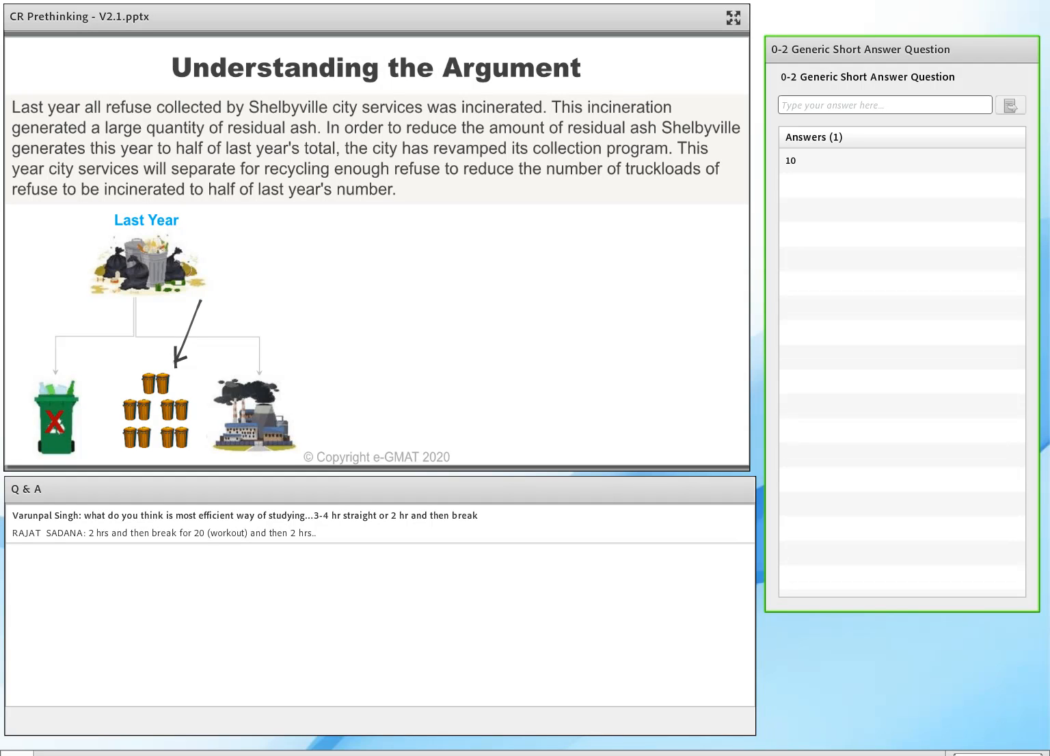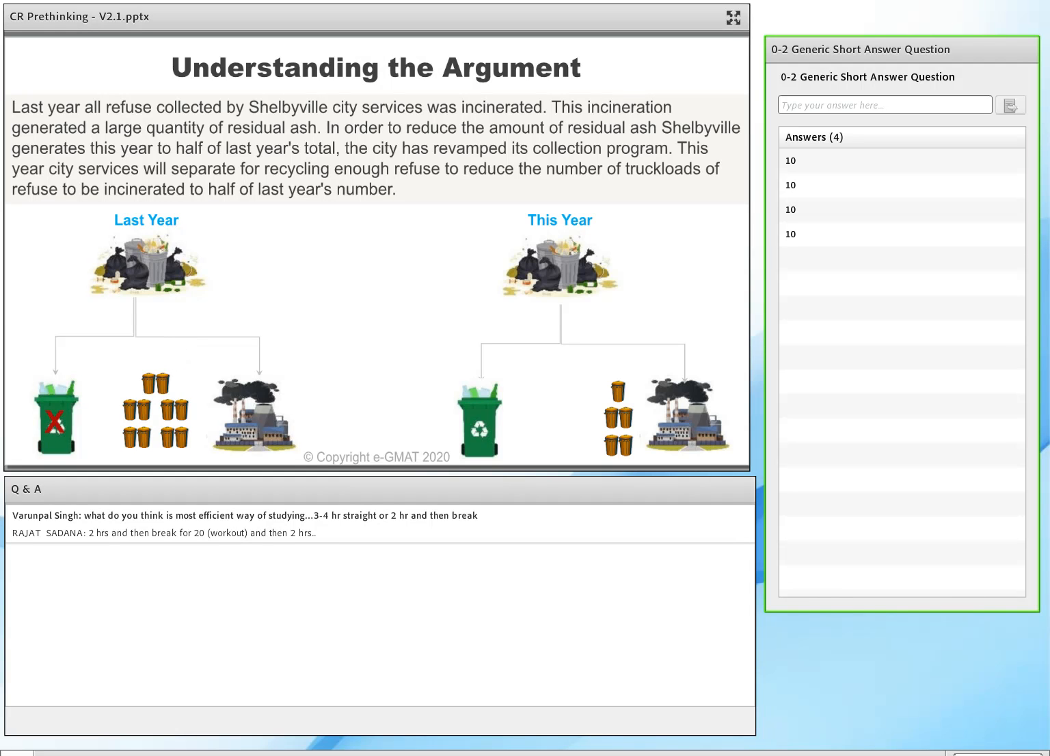10, right? So let's assume one truck is one trash can. So last year we sent 10 trucks for incineration or to be burned down, and this burning produced a lot of residual ash. Now this year, as per the argument, if we collected the same amount of refuse, how many trash cans am I going to send for incineration? This year I'm going to send 5 trash cans, right? If I collect the same amount of refuse.